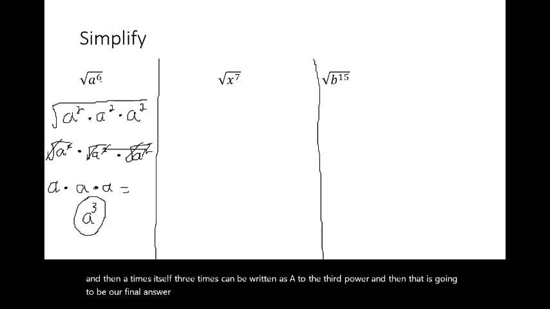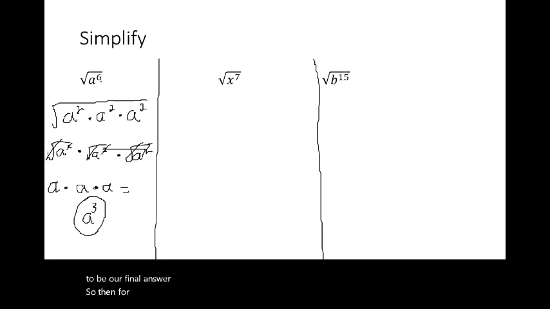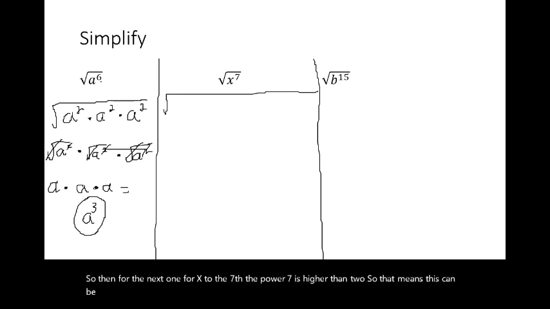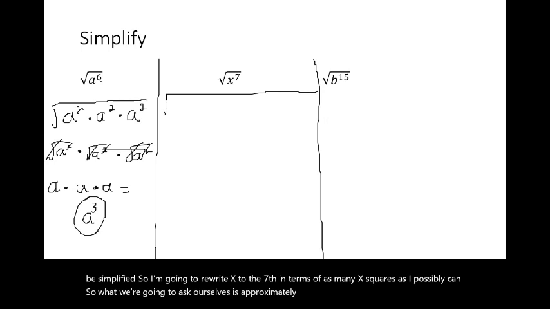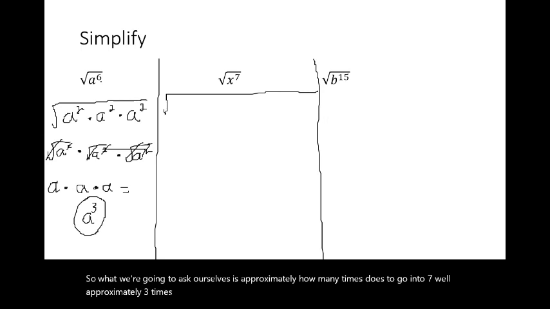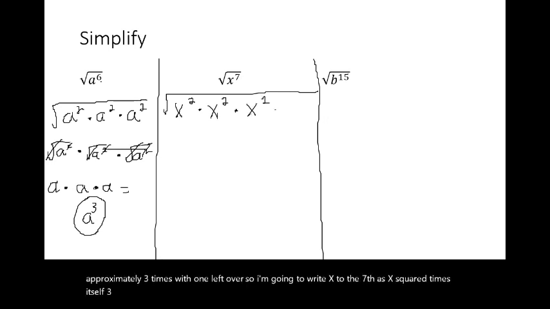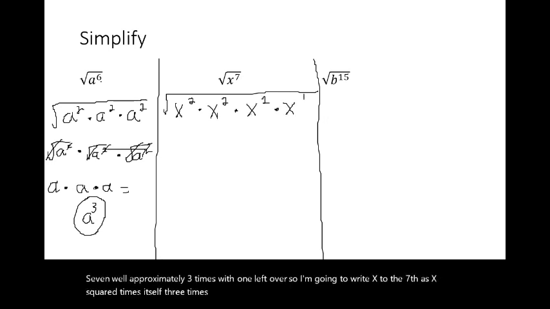So then for the next one, for x to the 7th, the power 7 is higher than 2, so that means this can be simplified. So I'm going to rewrite x to the 7th in terms of as many x squares as I possibly can. So what we're going to ask ourselves is, approximately how many times does 2 go into 7? Well, approximately 3 times with 1 left over. So I'm going to write x to the 7th as x squared times itself 3 times, with an x to the power 1 left over, because 2 plus 2 plus 2 plus 1 is 7.